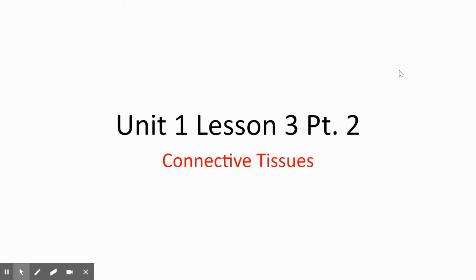So just like we did yesterday, we're going to be going through the different categories of connective tissues. We're going to talk about how to identify what they look like underneath the microscope, and also we're going to talk about where these particular tissues are found in the body.